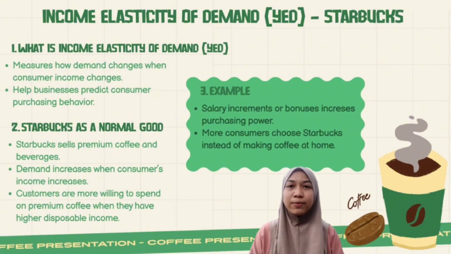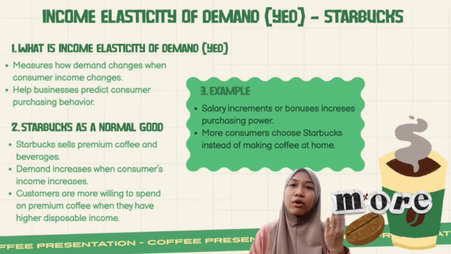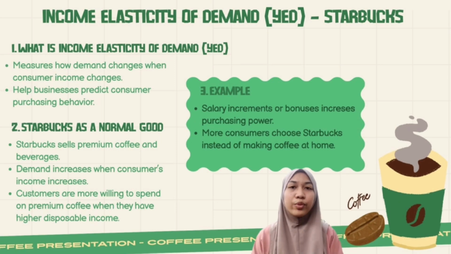Today, I will explain about income elasticity of demand, or YED, by using Starbucks as a real business example. Income elasticity of demand measures how demand changes when consumers' income changes. It helps businesses understand whether consumers will buy more or less of a product when their income increases or decreases.